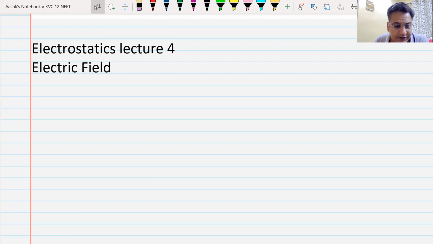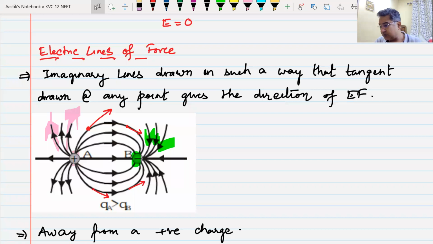We are dealing with electric field, and in the last class we had seen the properties of electric lines of force. These are imaginary lines drawn in such a way that if you draw a tangent at any point, it gives us the direction of electric field. We remember this? Yes, seen sir.